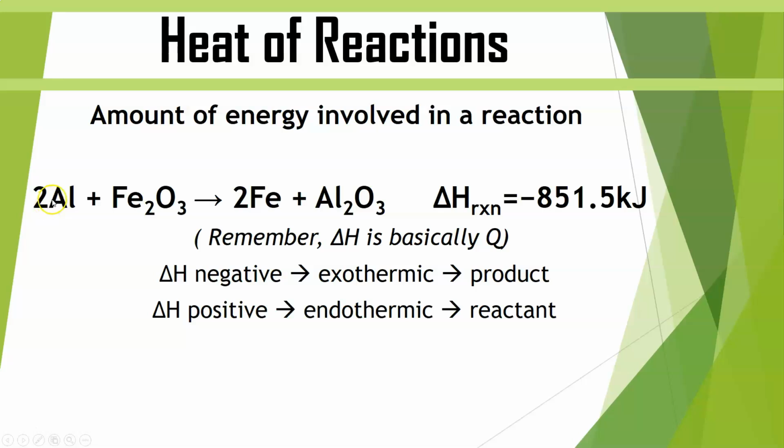So if I were to combine 2 moles of aluminum and 1 mole of my iron oxide, I would get 2 moles of iron and 1 mole of aluminum oxide, and I would be seeing this amount of energy released when that happened.